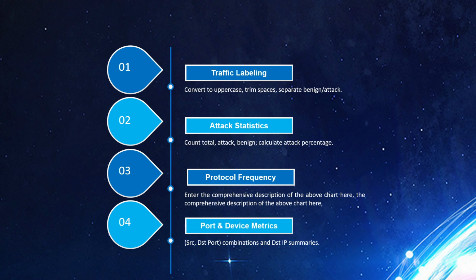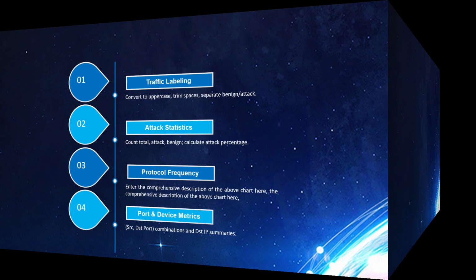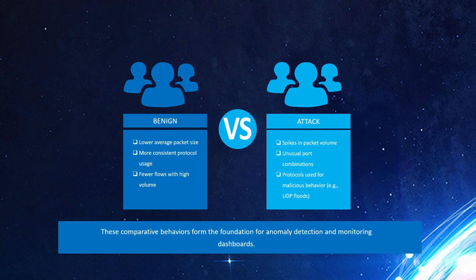To make the data consistent, we standardized traffic labels by converting them into uppercase and trimming any extra characters. We then calculated the total numbers of benign and attack records. From there, we derived the attack ratio, which gave us a clear picture of how much of the traffic was actually malicious versus normal. This foundation step was key to making accurate behavioral comparisons.